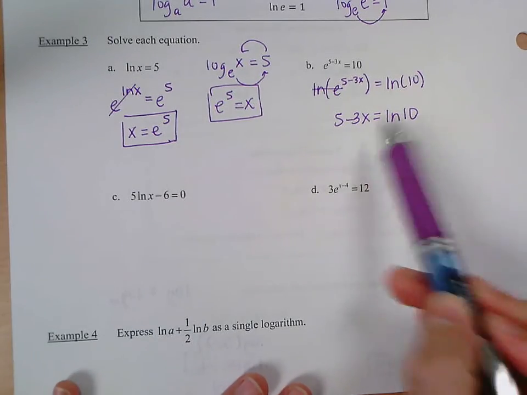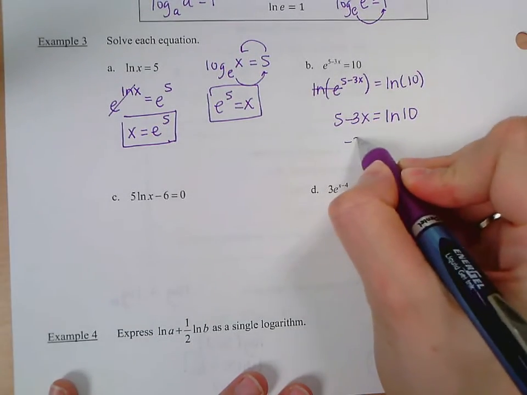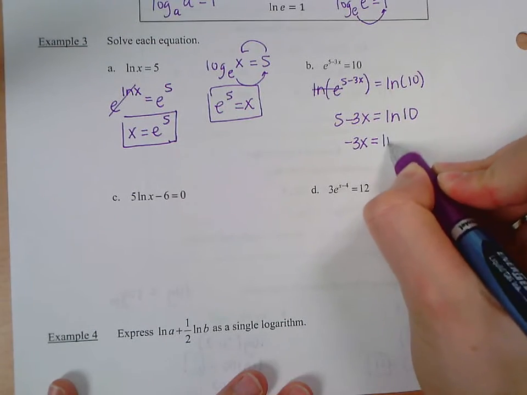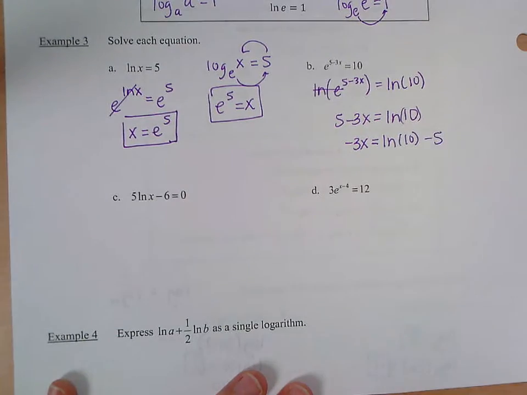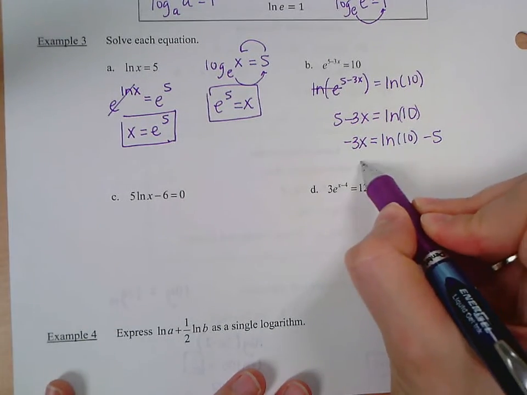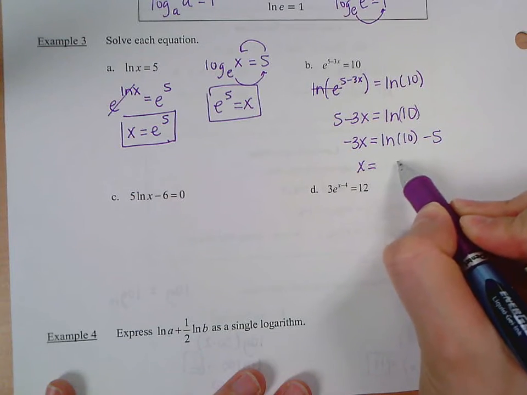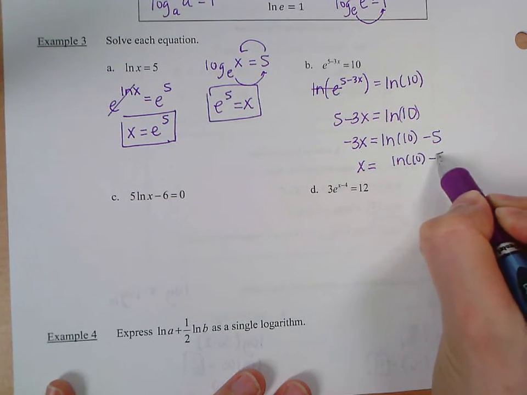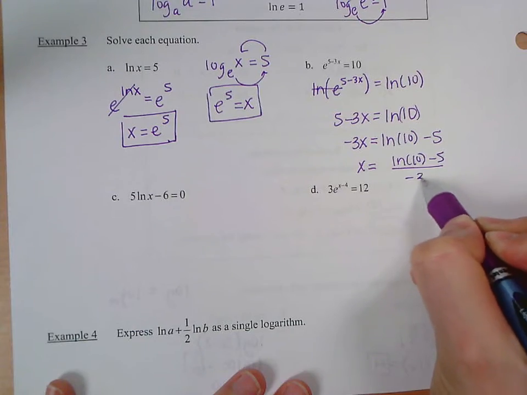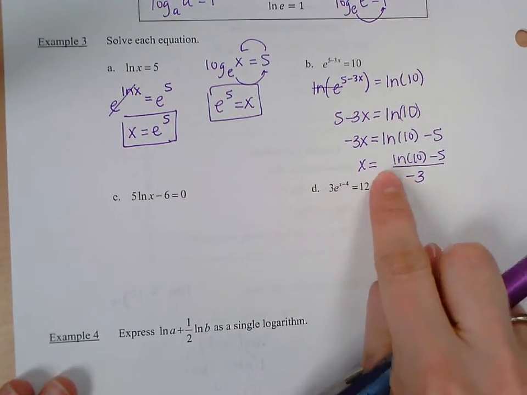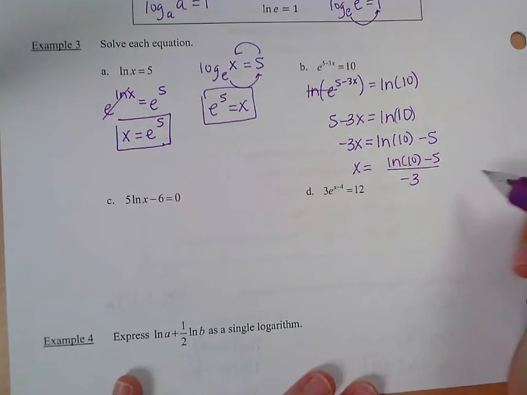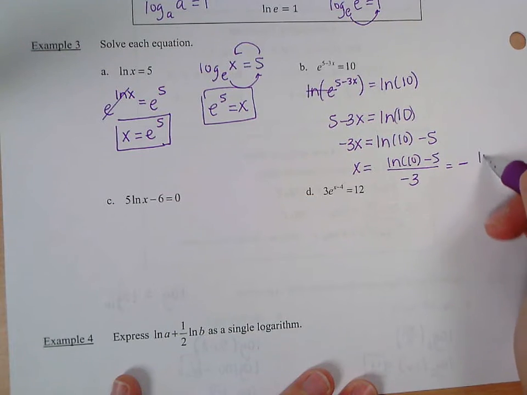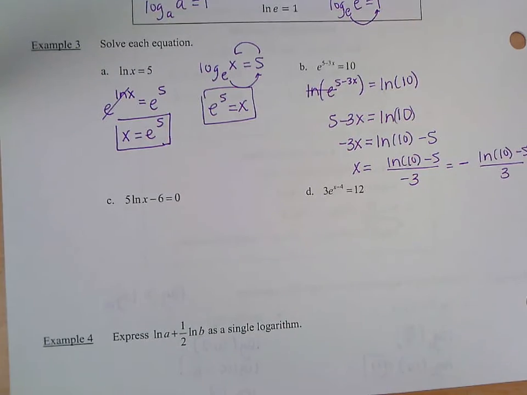And then to solve for x, I would subtract 5, so negative 3x equals natural log of 10, keeping parentheses around the 10, minus 5. And then divide by negative 3, so x is equal to natural log of 10 minus 5, all over negative 3. Or I could write the negative in front of the fraction if I didn't want to write it in the denominator with the 3. So I could say negative, or opposite, of natural log of 10 minus 5, all over 3. You could write it that way.